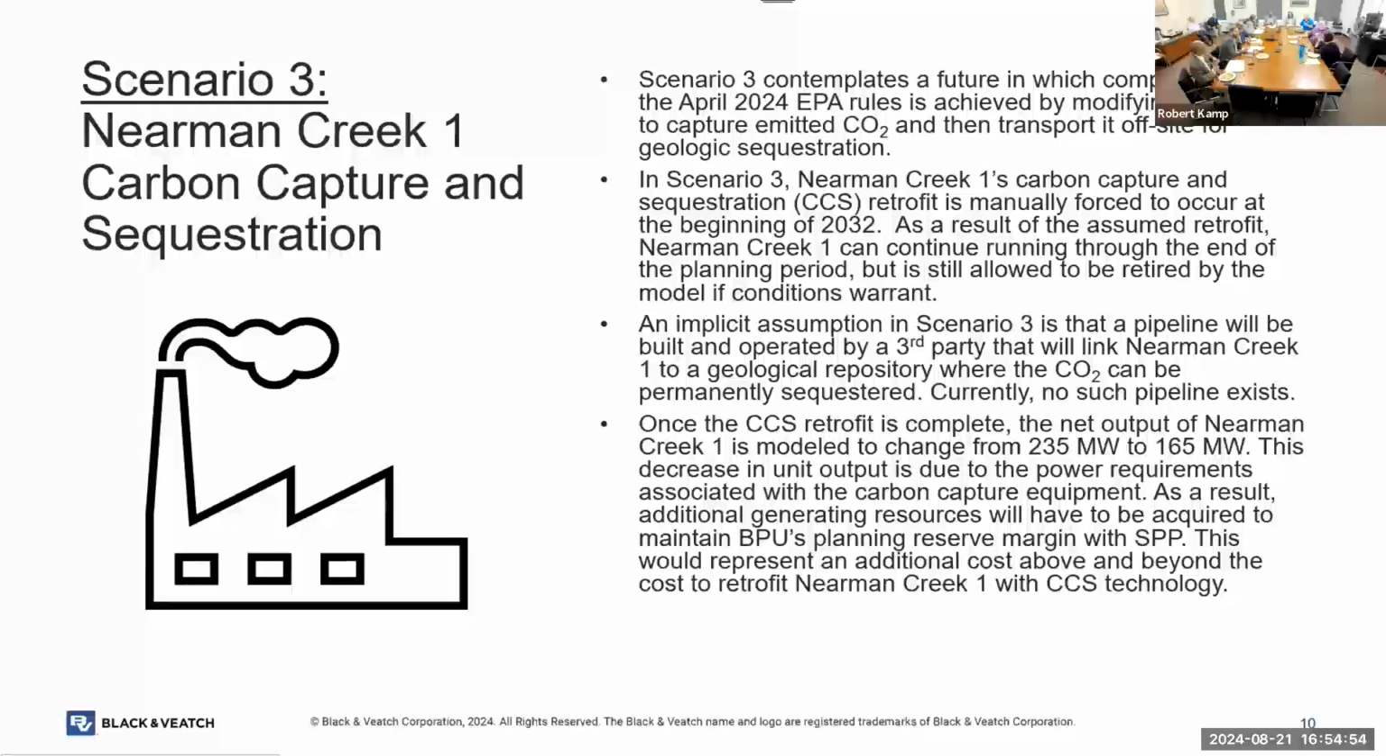When the maximum net capacity of Nearman Creek 1 is reduced, there is a corresponding reduction in its firm capacity. We've talked about how that's the kind of binding constraint in a lot of these scenarios, making sure BPU has enough firm capacity online to meet its reliability requirements in SPP. And so in addition to any other build out requirements that would occur due to other changes in the system, there would have to be additional generating resources brought online to make up for this loss of output due to the carbon capture system. That's above and beyond the cost for the system itself.